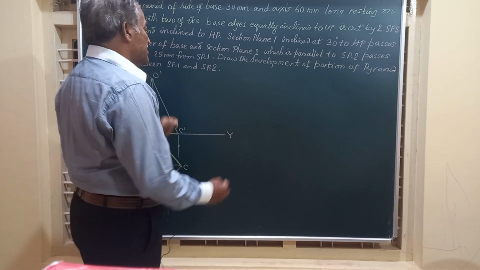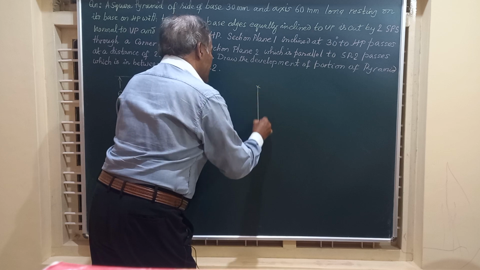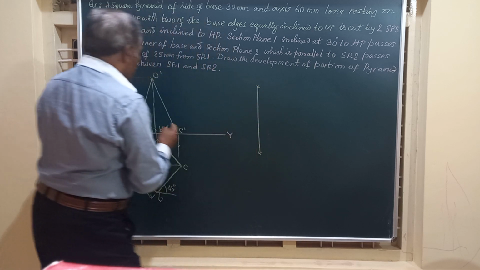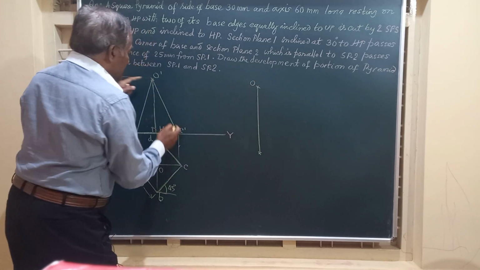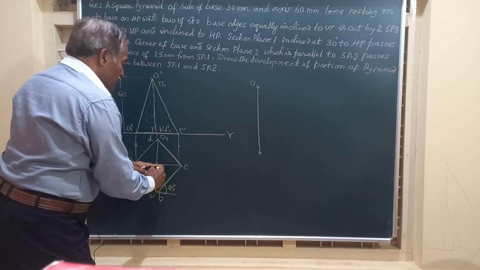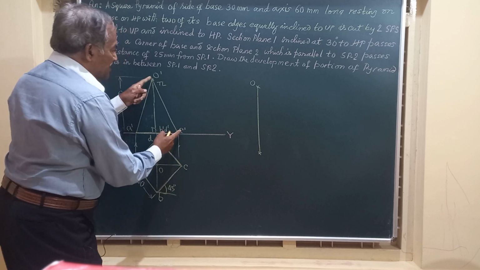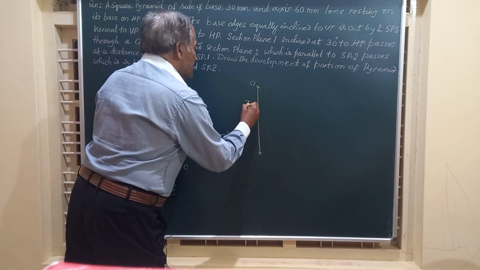And hence, friends, we will draw a vertical line of length equal to O dash C dash. This O dash C dash is the true length because OC is parallel to VP. When a line is parallel to VP, the corresponding front view will give you the true length. So this is the true length I have got.